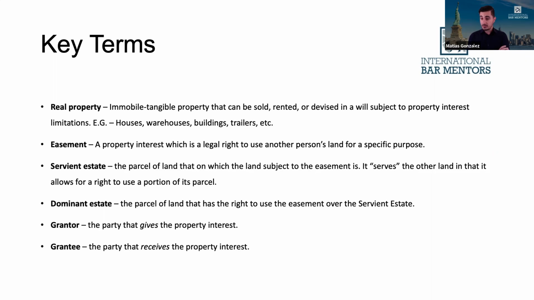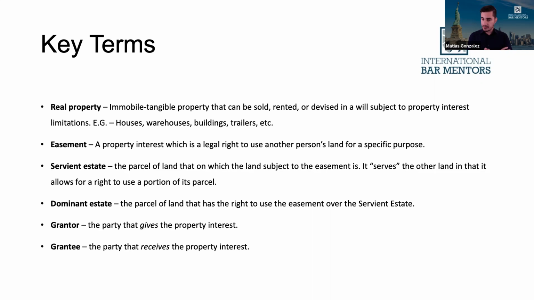Next is an easement, which is what we're going to be covering today. So it's a non-possessory interest. You're going to hear me go into that in the next slide. It's a property interest, which essentially gives you a legal right to use another person's land for a specific purpose, but it's limiting. It only lets you use another person's land, and we'll get into it in the next slide.